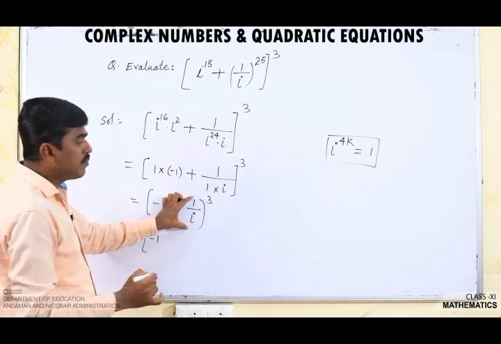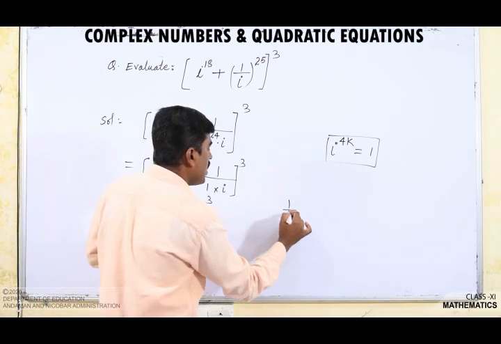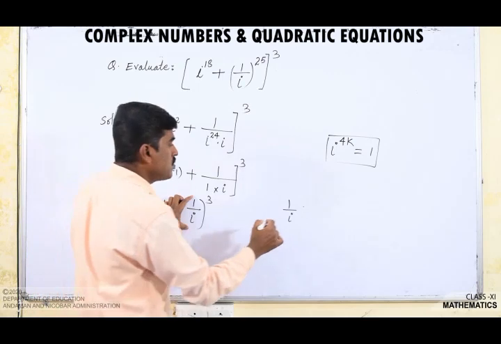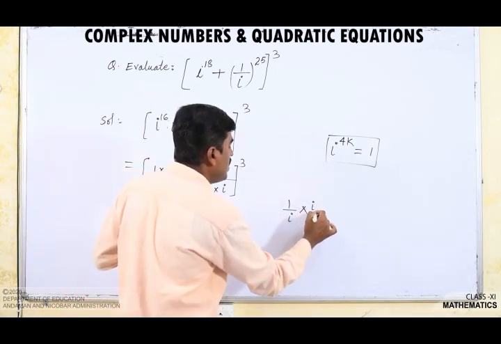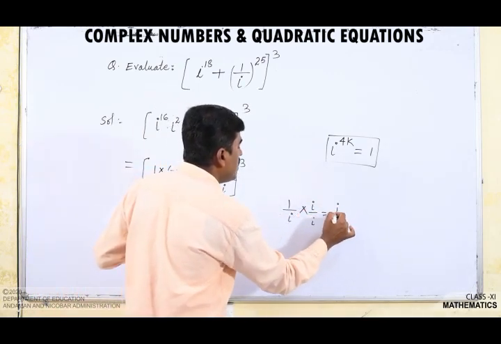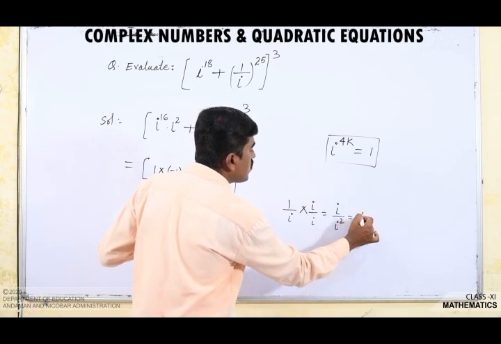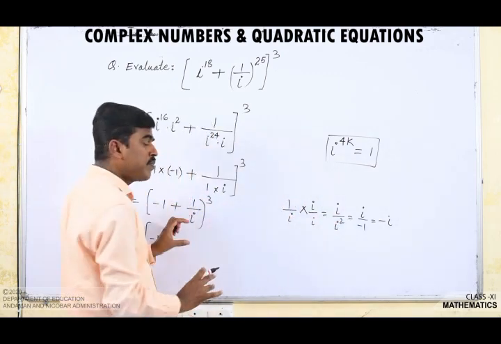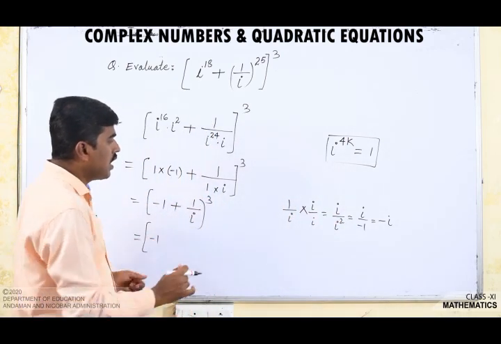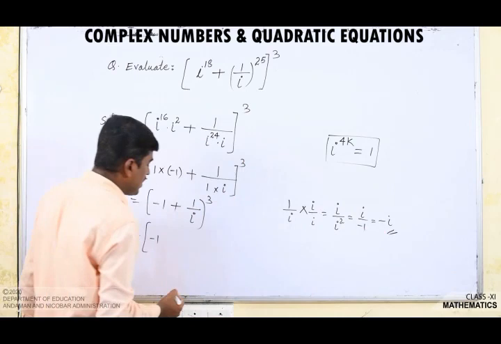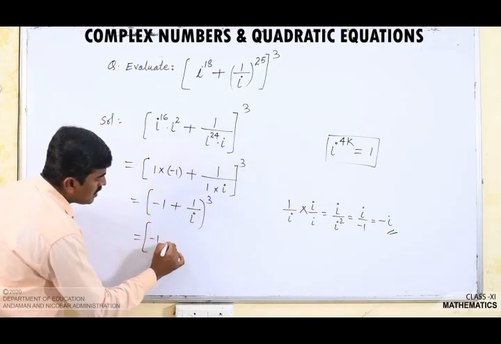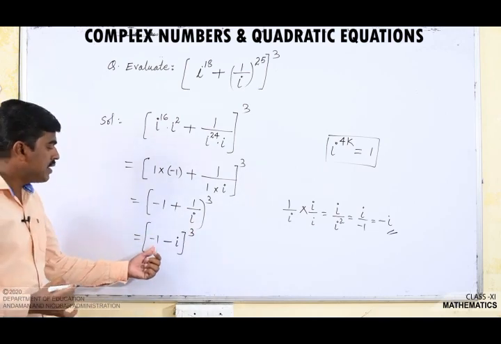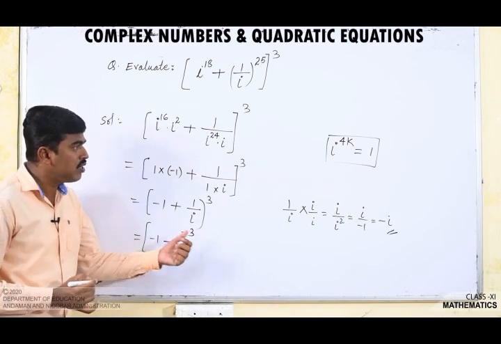Now what is 1 upon i? How to express this 1 upon i in the standard form? So we have to multiply and divide it by i. So we will get i divided by i square, that is equal to i upon minus 1, that is equal to minus i. That I told you in the previous class, that 1 upon i can be expressed as minus i. So this 1 upon i can be written as minus i here. So it is now minus 1 minus i whole cube.